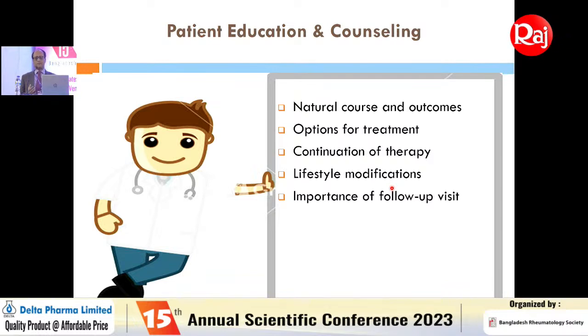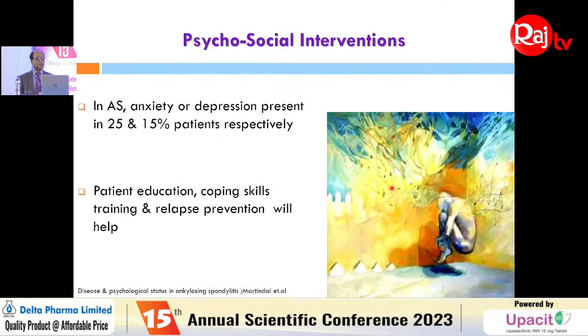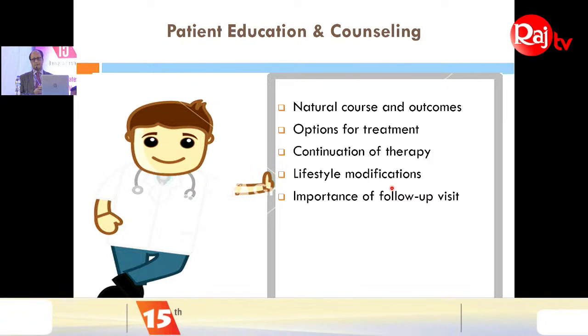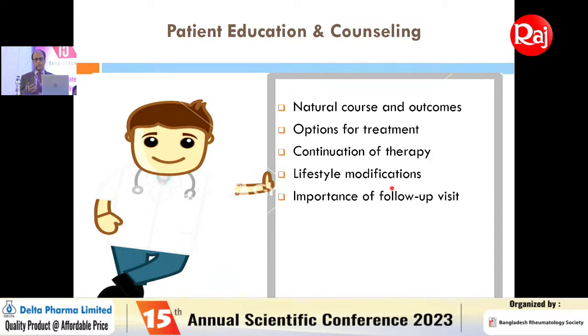Because even if we prescribe our patients DMARDs, disease modifying anti-rheumatic drugs, they continue for weeks and maybe months, but then they stop by themselves. So counseling is very important here. Lifestyle modification again very important. And importance of follow-up visit. This is very important. They should come to a follow-up, because we have to know whether the drug is working or whether the patient is having any kind of adverse effects or not.